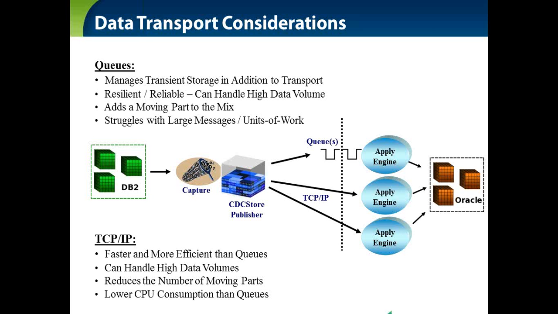But the product you pick for upgrade should be able to handle both. It should be able to use queues or native TCP/IP. You should have a choice. Lower volume replication, queues are fine. The high volume, critical, we would recommend native IP.